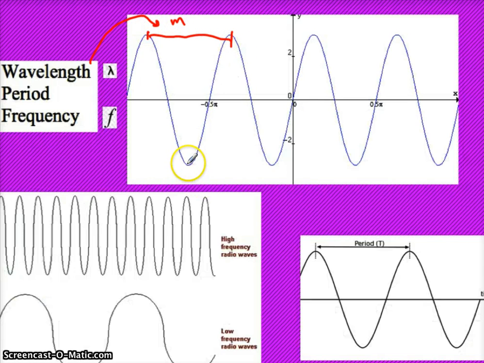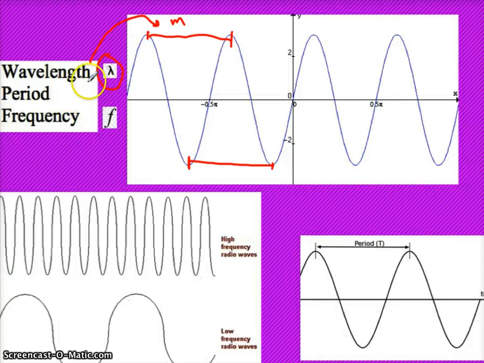Now that will actually be the same distance from trough to trough. So if you happen to see that definition, use trough to trough, it's going to be the same thing. And there's actually a funny little symbol for wavelength. It looks like an upside down Y, probably a Greek letter. But anyway, that is what the wavelength is.